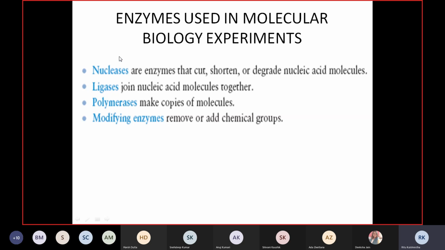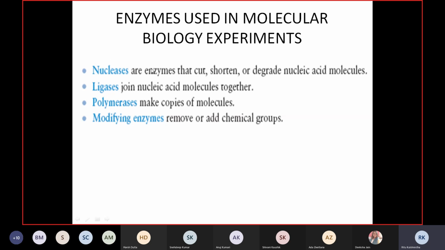So before I begin introducing you to various nucleases, just as I told you, the broad category of enzymes which are used in molecular biology are divided into nucleases, ligases which join the nucleic acids, polymerases which make copies of molecules, and again there are so many different types of polymerases. In which application you use which polymerase, we'll come to that, and the various modifying enzymes, etc.